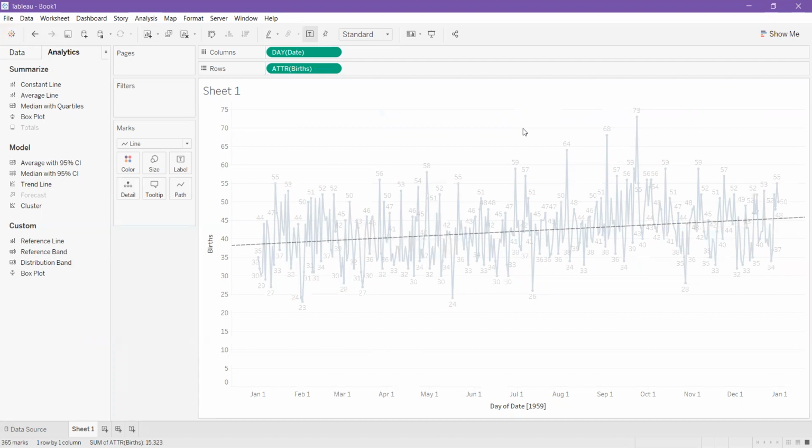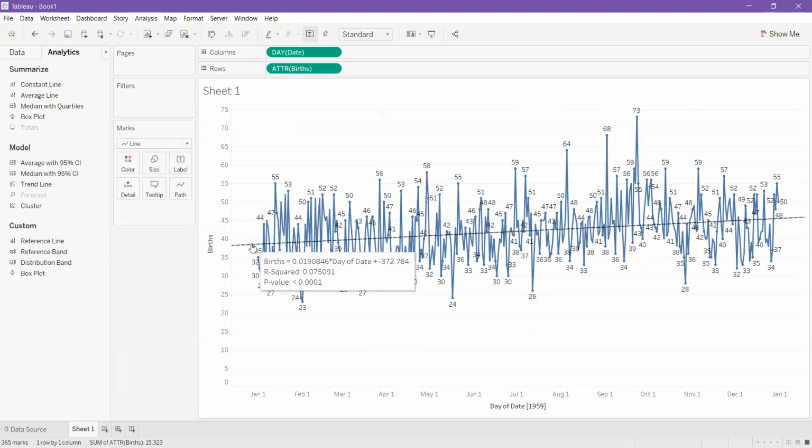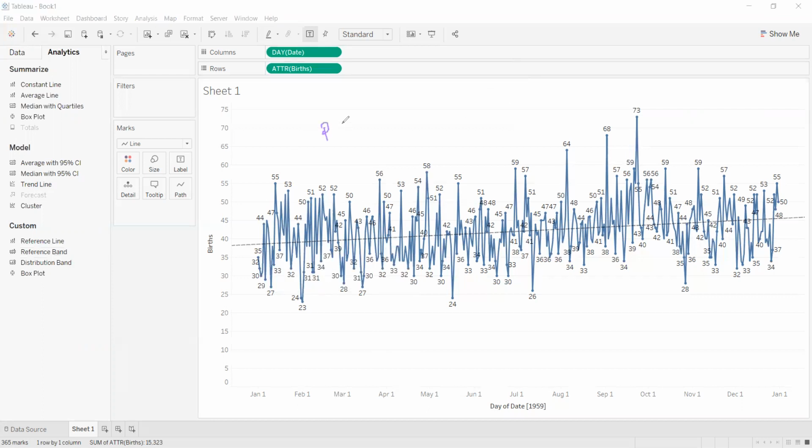Let me just find out what this value was. So the value of r squared is 0.075, right? And the p value, as you can see on the screen, I hope you can see, is very, very less. The p value is less than 0.0001, which means this is statistically significant, right? So this trend is statistically significant.